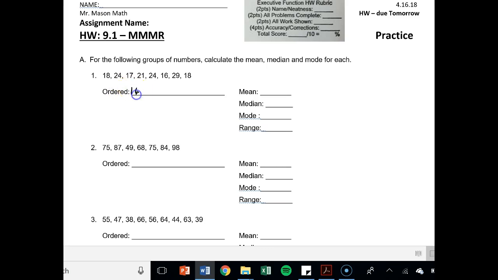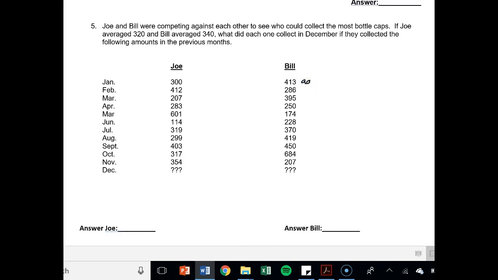So I'm going to say 16 first, 17. Notice how I cross them off as I go. That way I know I've used them. 18 appears twice. Then I got 21, 24 twice, and then 29, right?